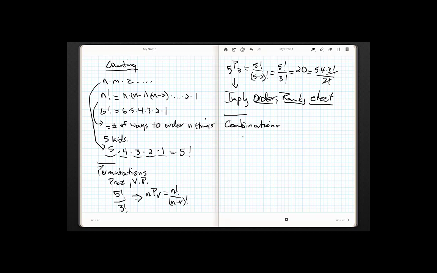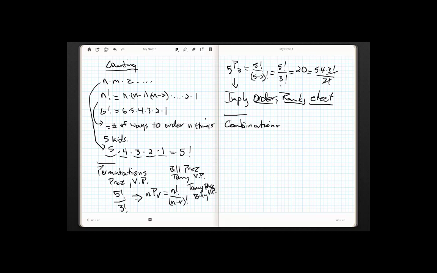Again, the thing to think about is, does it matter the order that the kids are selected? In other words, if I take Billy and Tommy to lunch, that is not different than if I take Tommy and Billy to lunch. Sorry, ladies, I don't mean to be gender biased. However, over here, when we have permutations, if Billy's the president and Tommy's the vice president, that's different than if Tommy is the president and Billy is the VP.